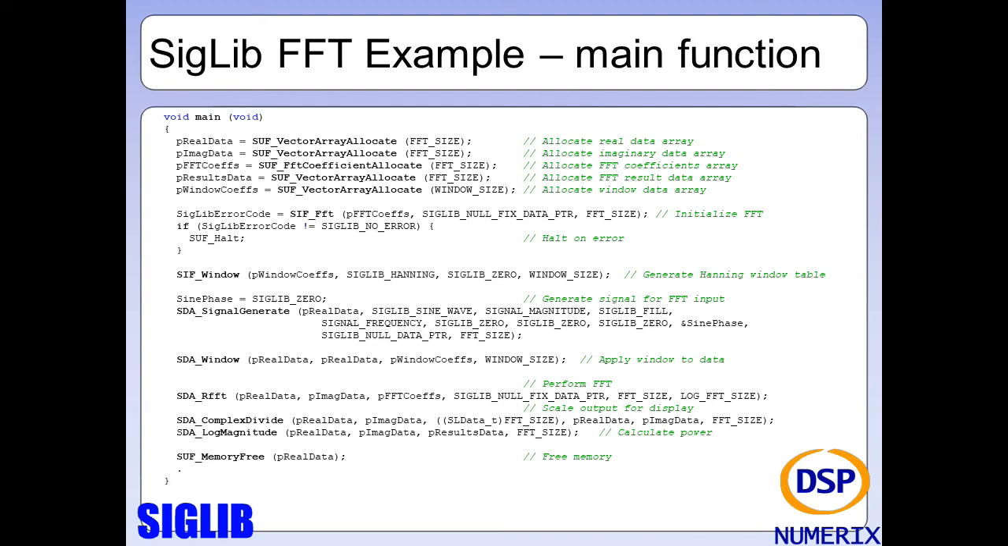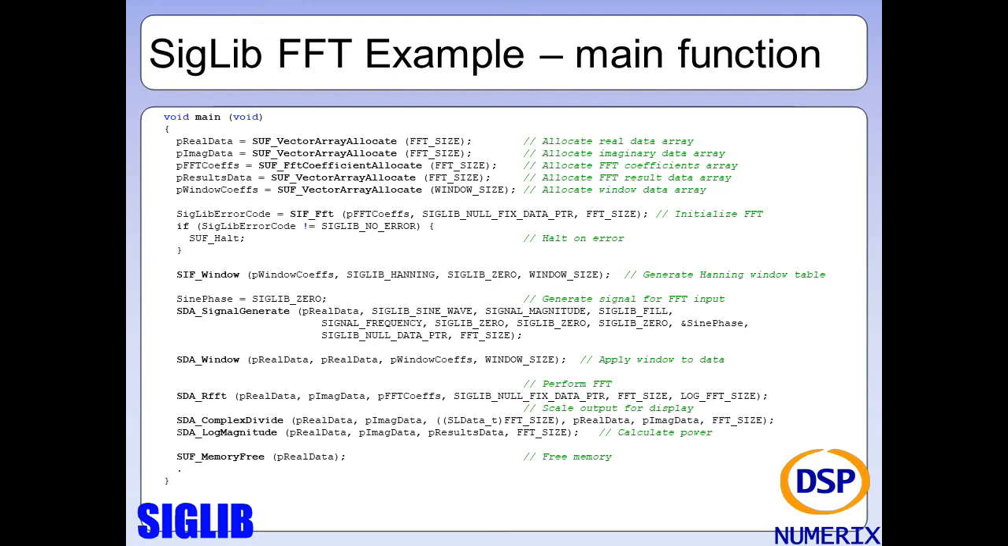You'll notice that these functions are SigLib utility functions that perform the vector array allocation. Vector arrays are just linear arrays of data stored in memory, and in actual fact, SUF_vector array allocate typically just links to the malloc function. While you can use the malloc function in C, the benefit of using the SigLib function is that it will allocate the appropriate length of the array according to the data type that you are using.